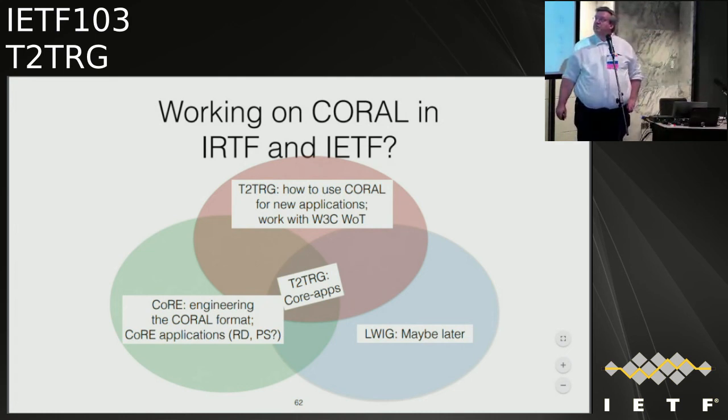And what the research group probably should work on is to look at the wider use of CoRAL. How can we use it for new applications, and also do these translations, for instance, and try to understand how it works with equivalent functionality that is already in W3C WoT. So I think we have a reasonably defined division of work. The only thing that maybe is a little bit difficult is the one part of CoRAL that is not yet fully defined, the form relations part. Maybe the CoRE working group will first define a very simple form of that, or may not have it at all, and then it would be the job of the research group to look at further development of the form relation idea.